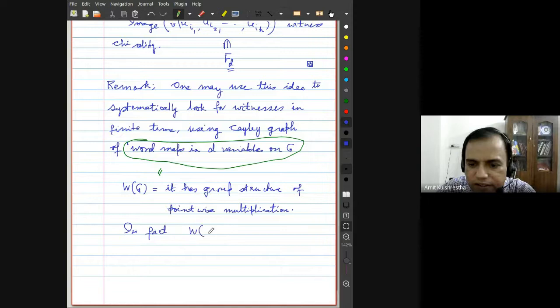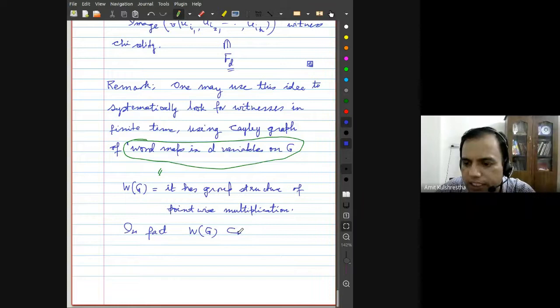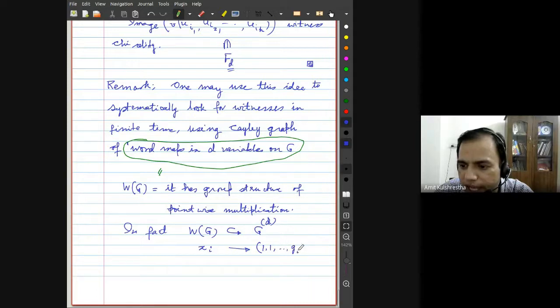In fact, WG injects inside D copies of G. How? So you take Xi and you go to, we have fixed the generators, right? G1, G2. So you take it and you take one like that. You can go to Gi, 1, and so on. So this is ith.